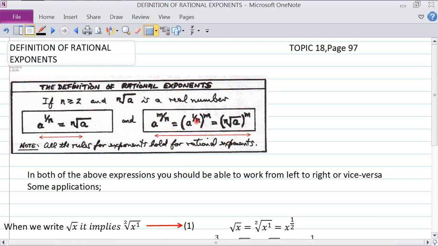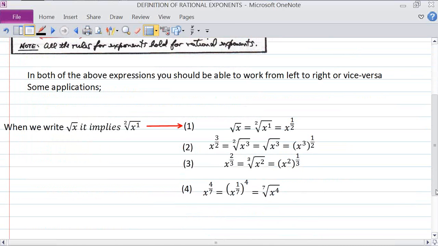Now, the nth root of a is written as the nth root of a, because this is a 1 here, and this is an implied 1 here. This m is this m here. So you've got to be able to realize that this is equivalent to this, is equivalent to that, or vice versa. In other words, be able to work from left to right, or vice versa.